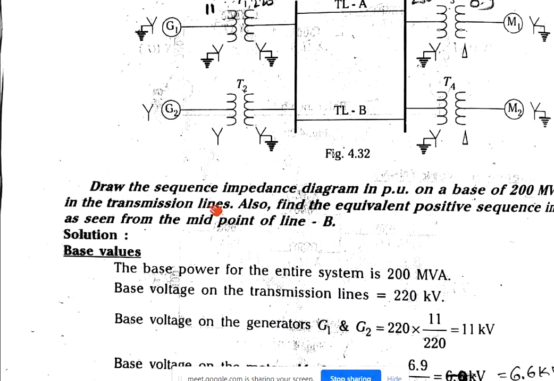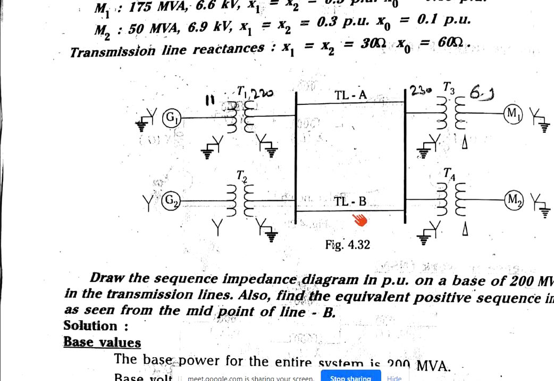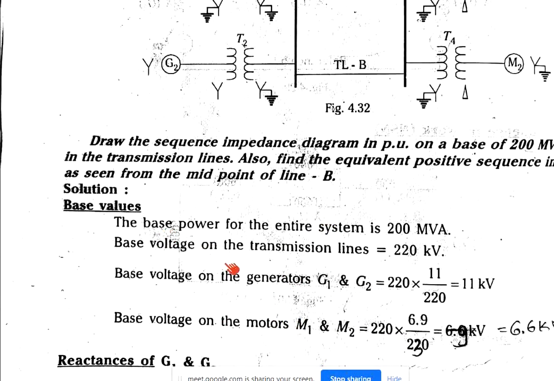Now, what is the question? Draw the sequence impedance diagram in pu on a base of 200 MVA, 220 kV in the transmission line. Also find the equivalent positive sequence impedance as seen from the midpoint of the line B. You need to draw the sequence impedance diagram, the same as you have drawn in the second module. Once you draw that, you need to draw the positive sequence network. The base given in the question is 200 MVA, and the base voltage on the transmission line is 220 kV.